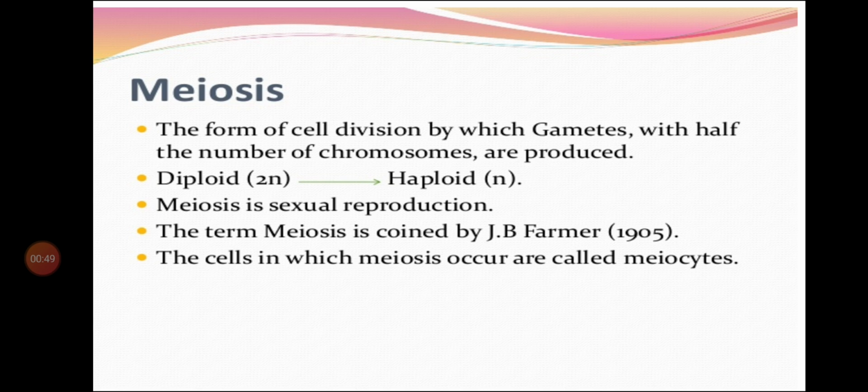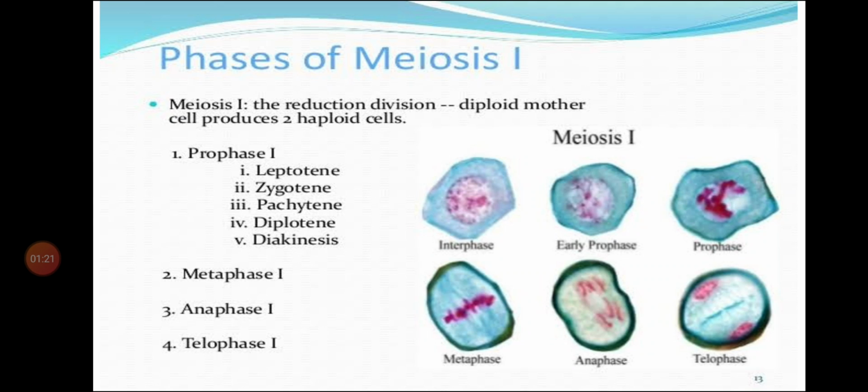So when I say meiosis, let us revise the definition of meiosis. We have started with the introduction of meiosis, but we will revise the definition and then continue with the further topic. That is, meiosis means the form of cell division by which gametes with half the number of chromosomes are produced. So meiosis is a process in which half the number of chromosomes are produced. We have studied in detail about this in our last lecture. So let us move forward.